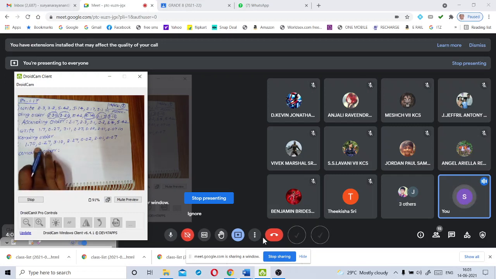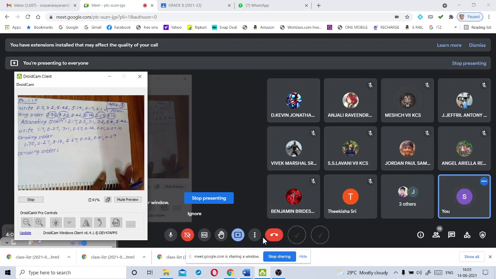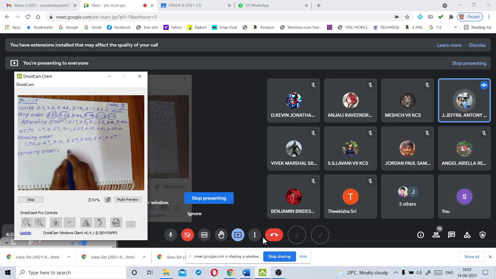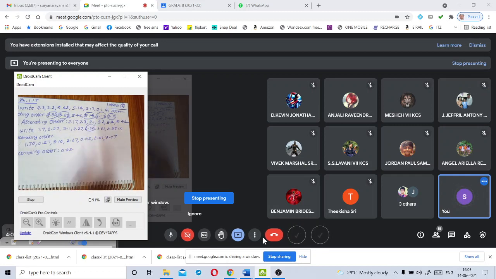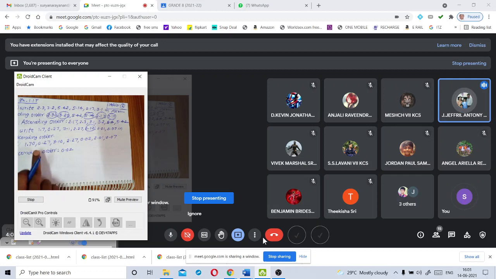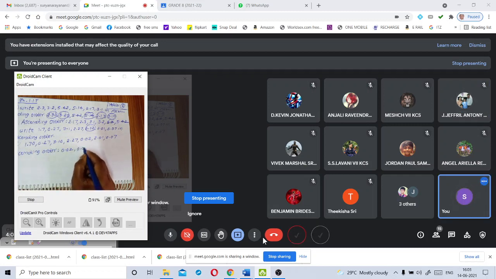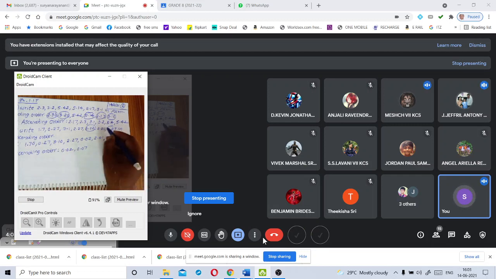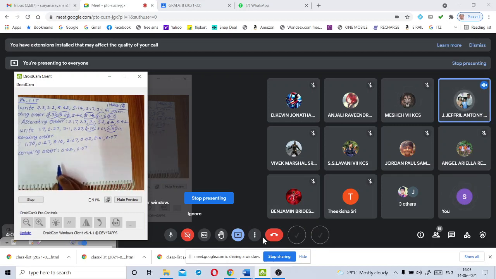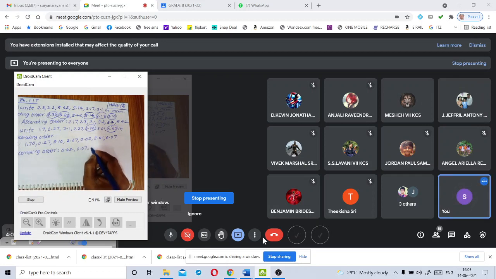What is the least number? 2. Sir, so 0.02. Yes, 0.02. Just round off that number. That is over. So 0.07. Then 0.27. Round off this number in the given numbers.